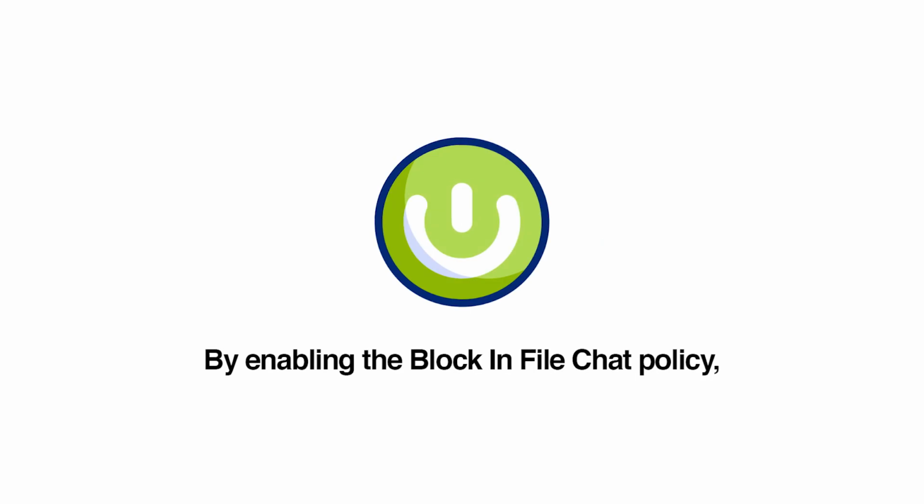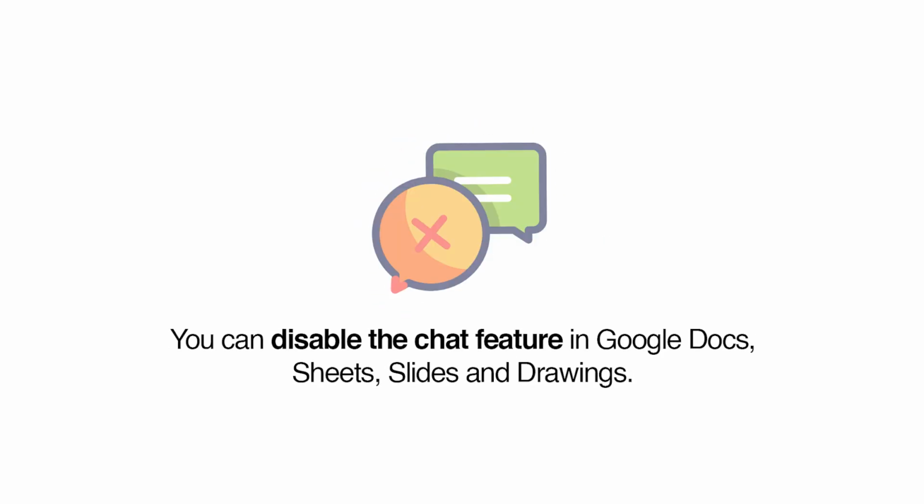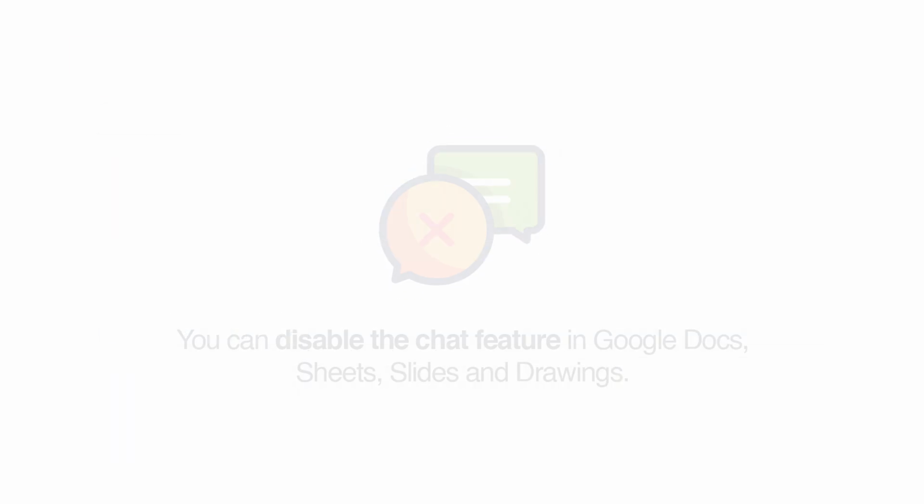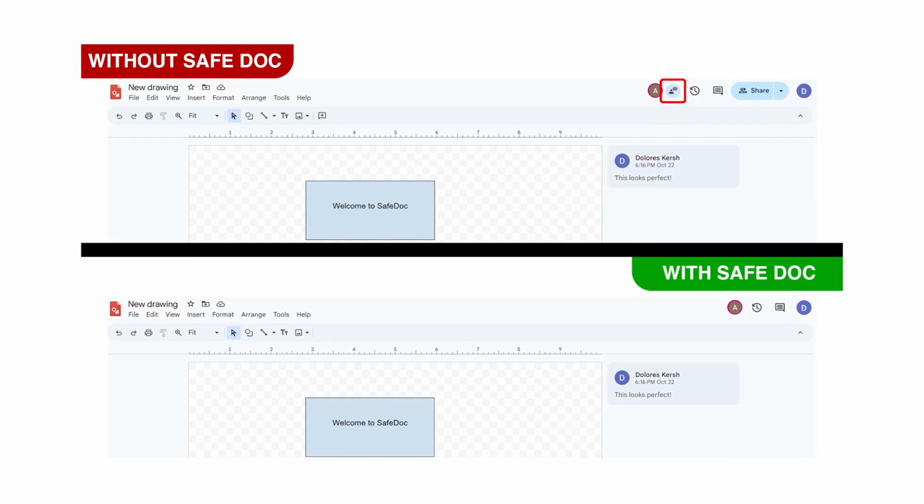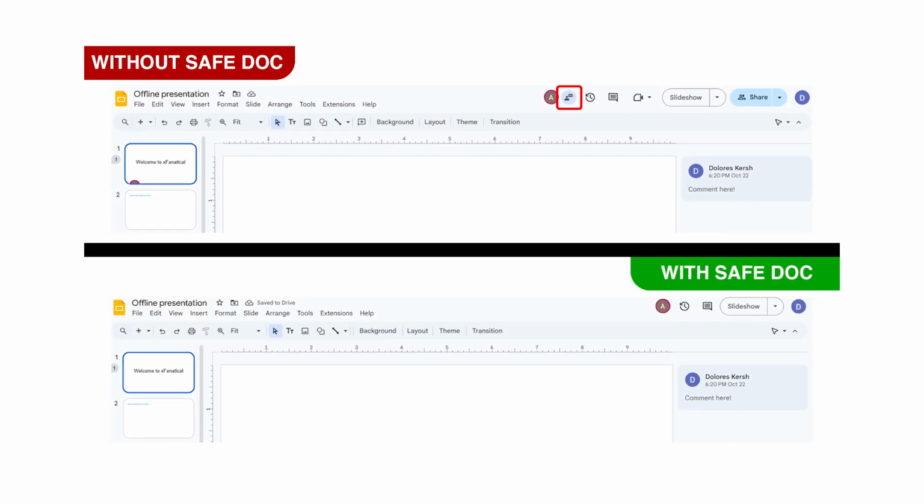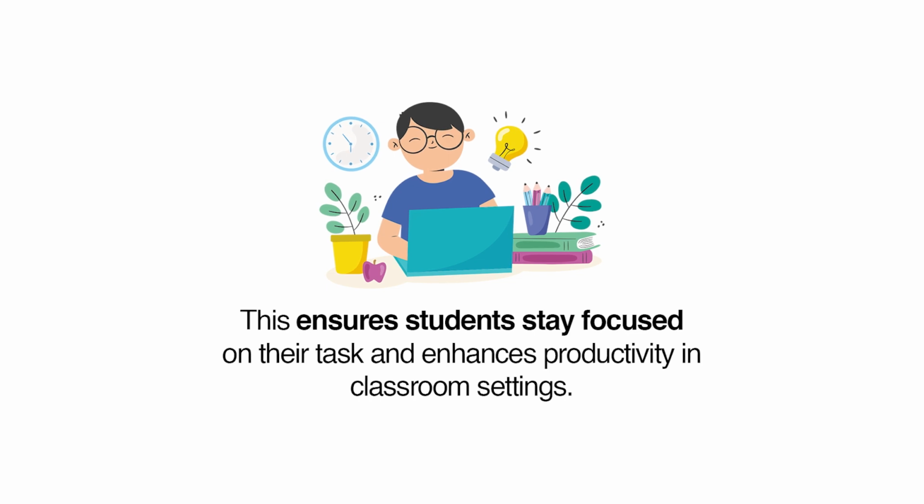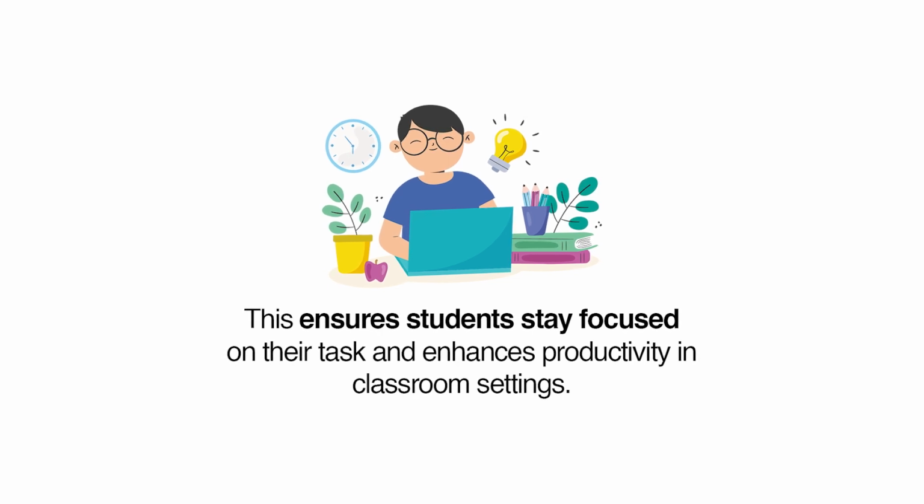By enabling the block in-file chat policy, you can disable the chat feature in Google Docs, Sheets, Slides, and Drawings. Once this policy is activated, the chat option disappears from the toolbar, preventing students from using the feature during group work. This ensures students stay focused on their task and enhances productivity in classroom settings.